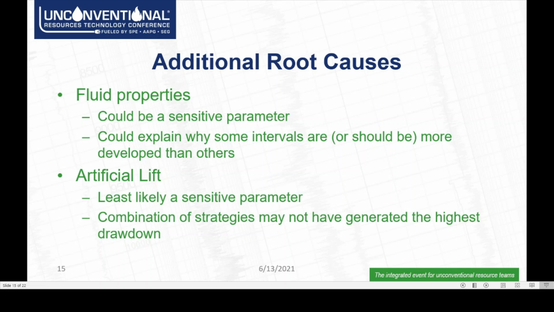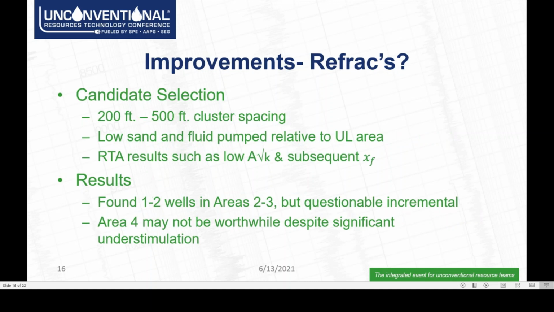Additional root causes we looked at were fluid properties. It could be a sensitive parameter. It could explain why some intervals are or should be more developed than others. Then we looked at artificial lift, which is least likely a sensitive parameter. With a combination of strategies, they may not have generated the highest drawdown. So there are some improvements; you may look into refracs.